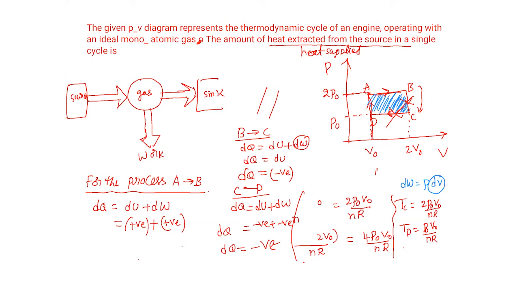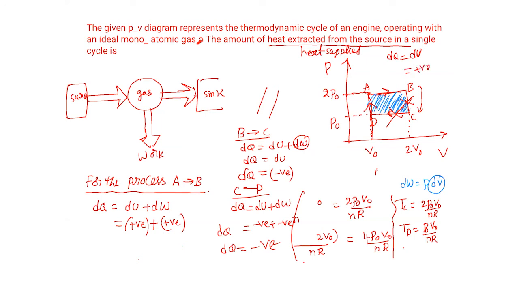Now come to D to A. In the D to A process, dQ is equal to dU only, with no dW. So what is happening to temperature? Increasing, so dU is positive. So here dQ is positive.